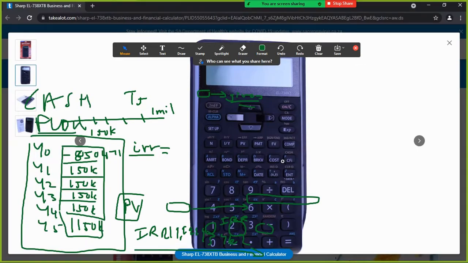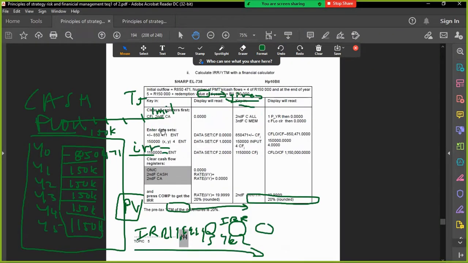Okay, so clear the calculator again. Let's find that cash flow button. Okay, here's the cash button. Do you see the CFj here? That's the button. This cash button is a second function because of the color coding. Just to go back to the notes so we know what to press on your calculator: you need to put it in as a negative. Negative 850,471.